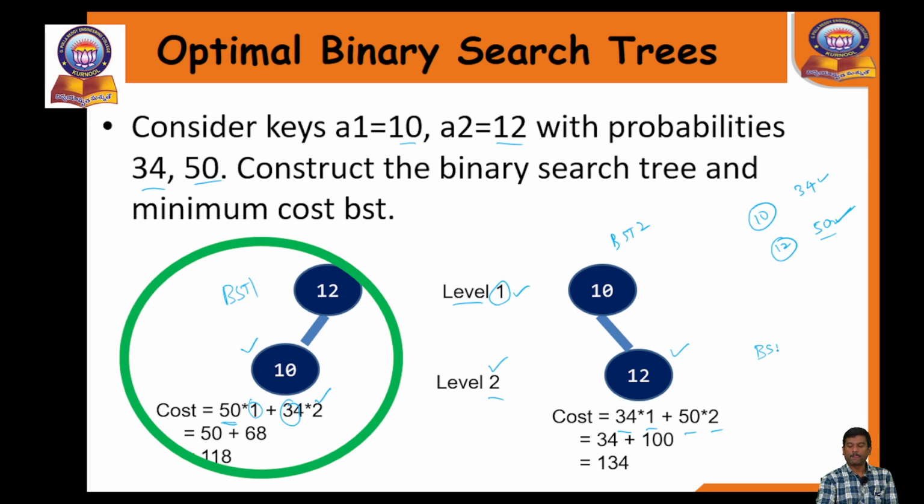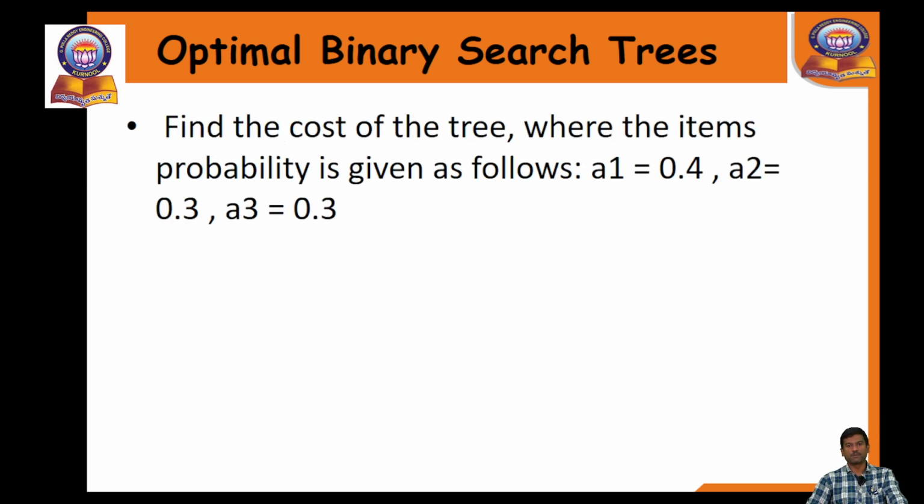So you got a binary search tree with the cost equal to 118, and another binary search tree with the cost equal to 134. What is the optimal one? That is the minimum, and the minimum is 118. So you have to arrange the keys 10 and 12 in such a way that 12 is the root node and 10 is the left child, with the probabilities 34 and 50. This is the optimal solution for the optimal binary search tree for this problem.